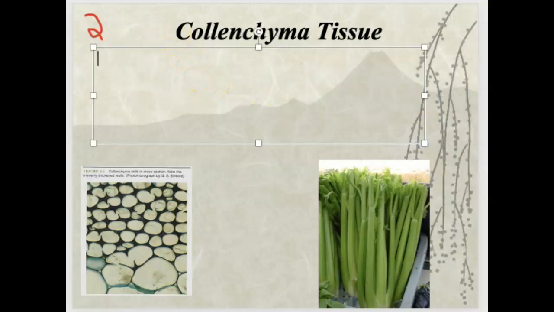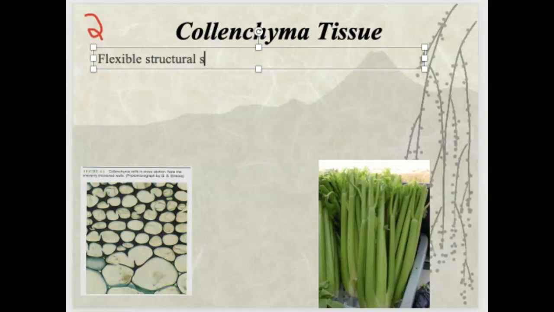And when we look at it, Collenchyma tissue is very good at providing some flexible structural support. So if you guys have eaten a piece of celery and you bite in and you're trying to just crunch through that real tough fibrous stuff and there's kind of that stringy stuff in the celery stalk, that's Collenchyma tissue.